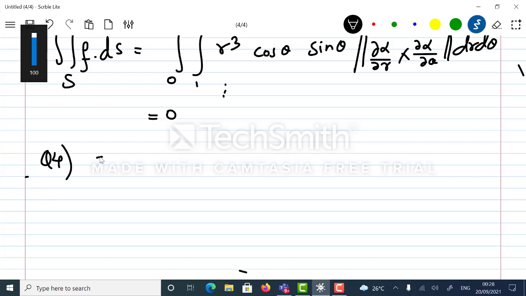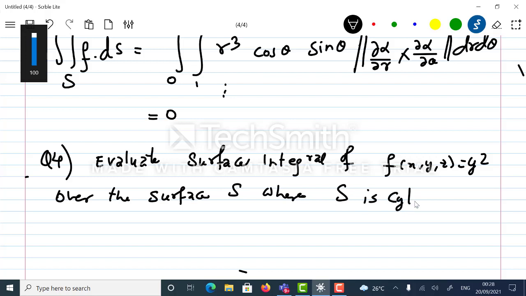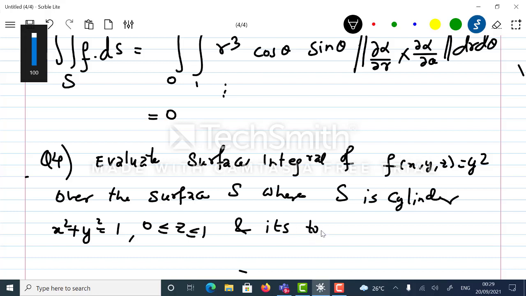Evaluate the surface integral of f of x, y, z equal to y squared over the surface S, where S is the cylinder x squared plus y squared is equal to 1, z is between 0 and 1, and its top and bottom. So here the cylinder is not hollow now.